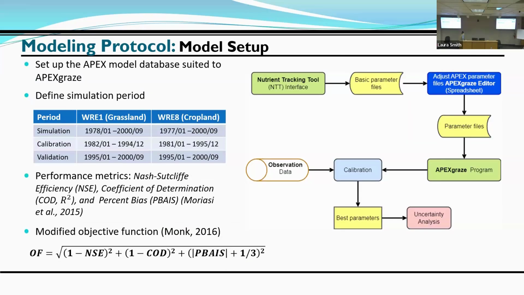After setting up the model input and database suitable for APEX-Graze, a simulation period was defined. This study considered Nash-Sutcliffe efficiency, coefficient of determination, and percent bias as performance metrics. The one objective function used by Monk 2016 was reformulated, incorporating all these three metrics into one single expression.